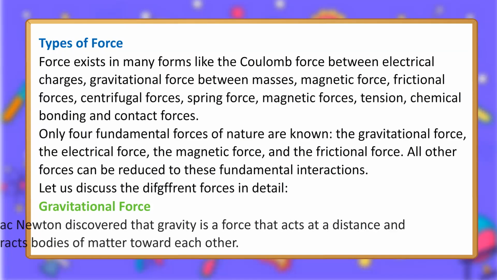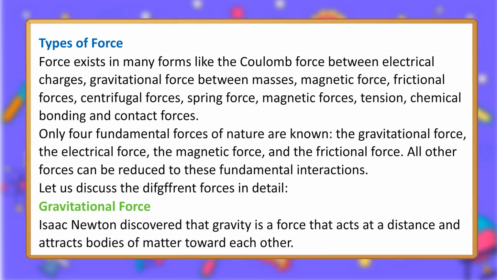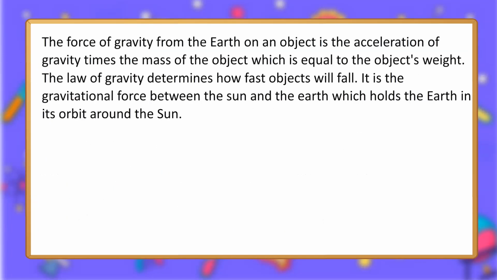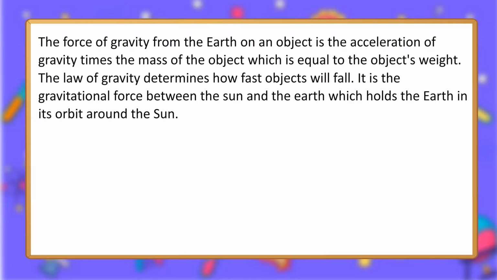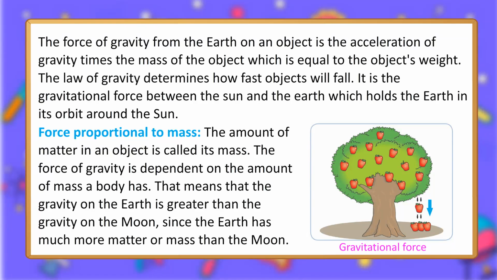Gravitational force. Isaac Newton discovered that gravity is a force that acts at a distance and attracts bodies of matter toward each other. The force of gravity from the Earth on an object is the acceleration of gravity times the mass of the object, which is equal to the object's weight. The law of gravity determines how fast objects will fall. It is the gravitational force between the Sun and the Earth which holds the Earth in its orbit around the Sun.